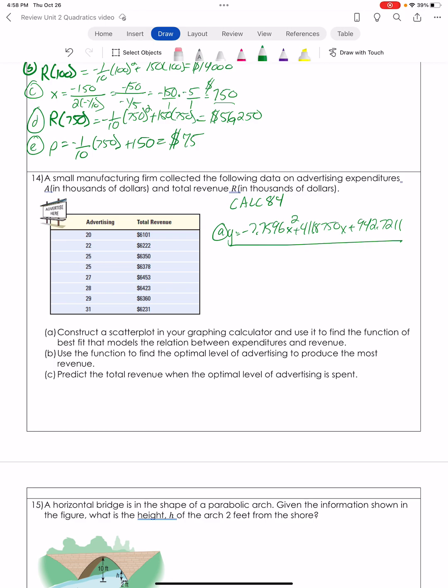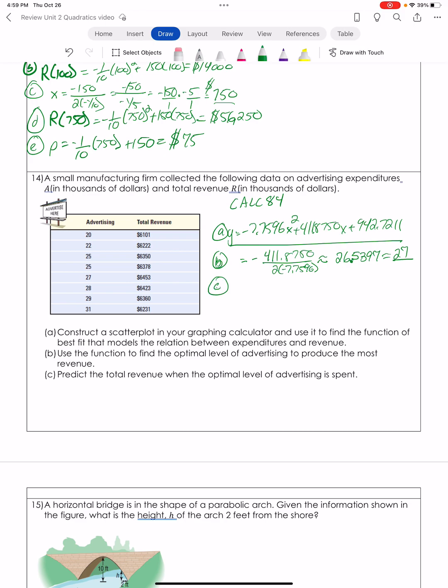B is a function to find the optimal level of advertising to produce the most revenue, which is going to be the x value of your vertex. So it's negative 411.8750 over 2 times negative 7.7596, which is approximately 26.5397. Now that's the number that I'm going to use in the calculator, an extended decimal, but I would just say that this is going to probably be around, it looks like everything's rounded to the whole number, around 27.